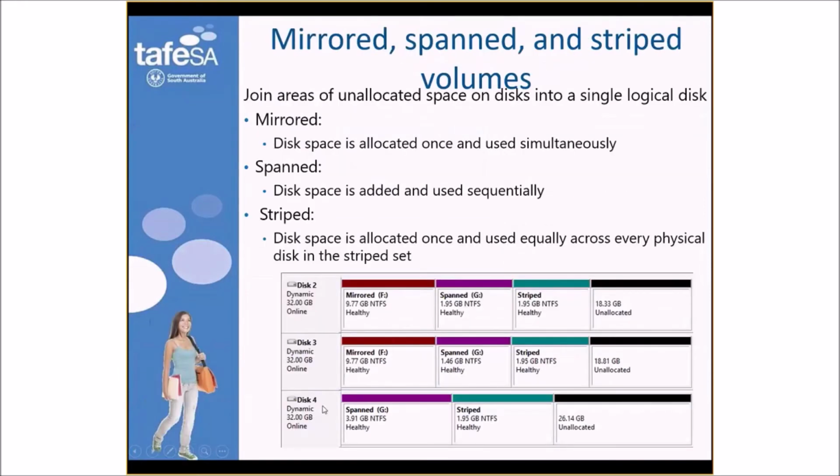But if you actually have multiple disks, we can create mirrored volumes. You can see both of them are F drive, but they're identical. So if you're using 9.7 gigs, you are going to be using 9.7 gigs here as well. Both identical. Span volumes just add up space from all different hard drives and make it into one big one. They don't have to be the same size. You can see that's 1.9, 1.4, 3.9. It just adds it together.